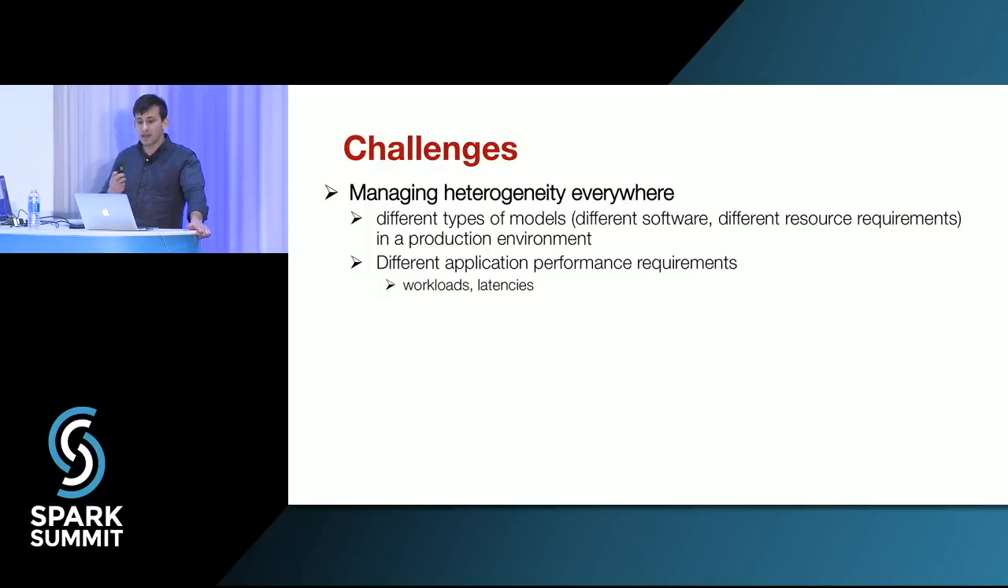And we also have different application performance requirements. We have different workloads, different burstiness, and also different latencies that we need. Some applications that are really critically user-facing, you might need a prediction in 2 milliseconds or 5 or 10 milliseconds, whereas others, 50 milliseconds or 500 milliseconds or even a second might be OK. We should be able to support all of that.